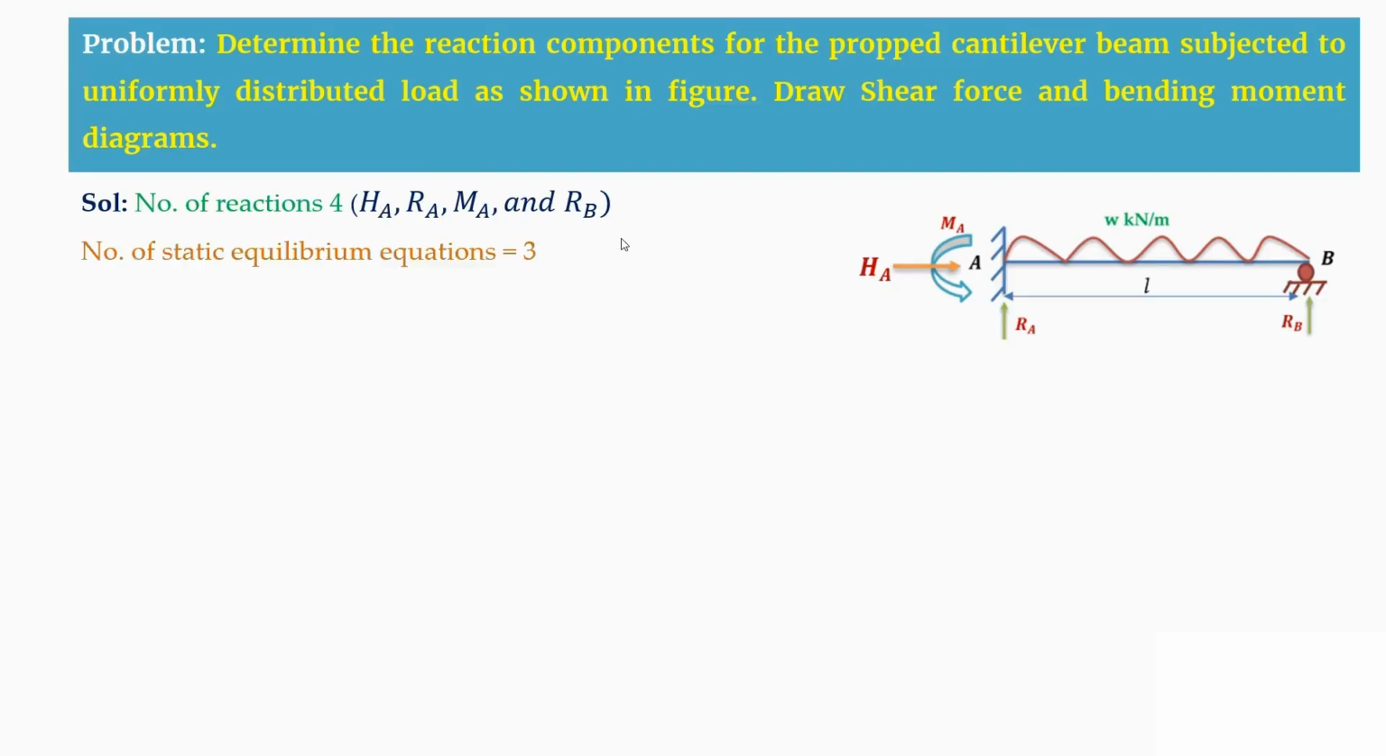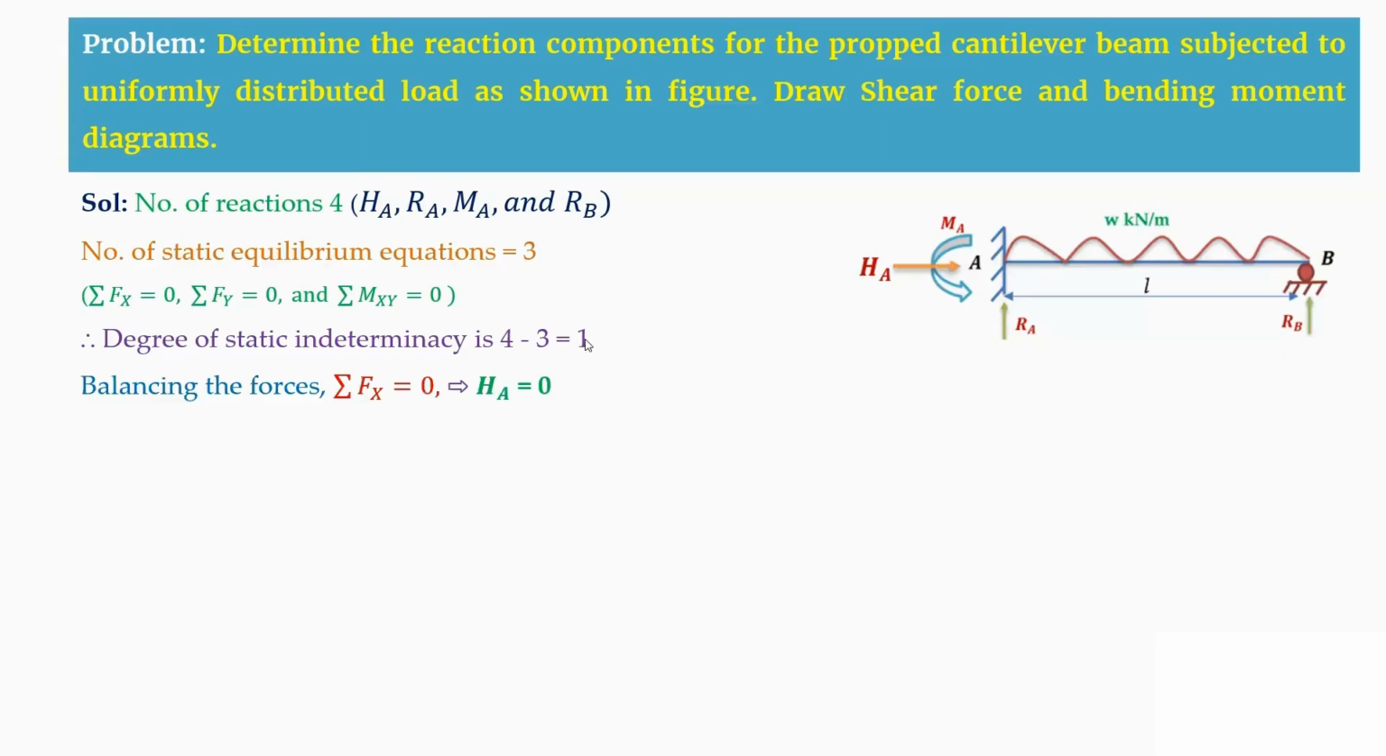Now coming to the next one, the number of static equilibrium equations is 3. For two dimensions, there are 3 equations: summation Fx equals 0, summation Fy equals 0, and summation of moment in the xy plane equals 0. So the degree of static indeterminacy equals the number of reactions minus the number of static equilibrium conditions. That is 4 minus 3, which is 1.